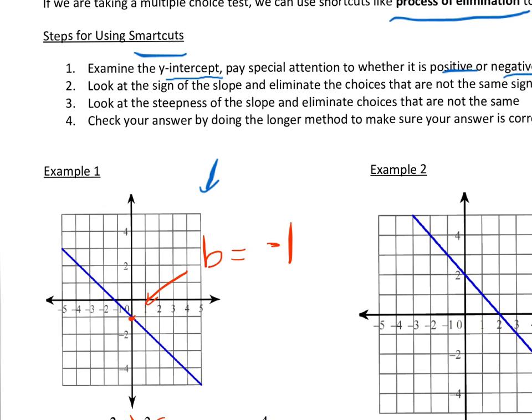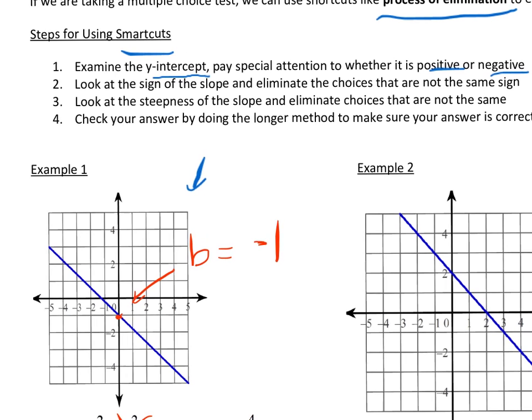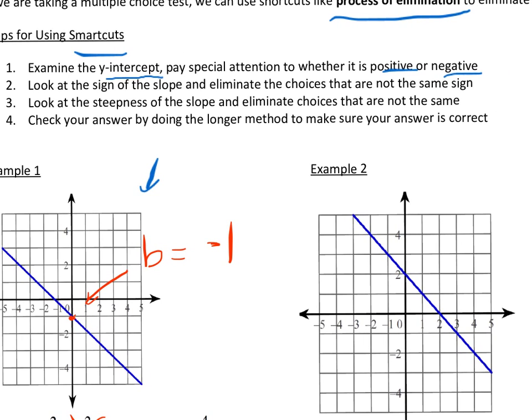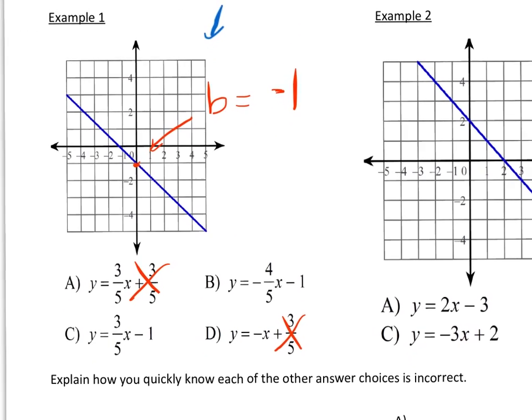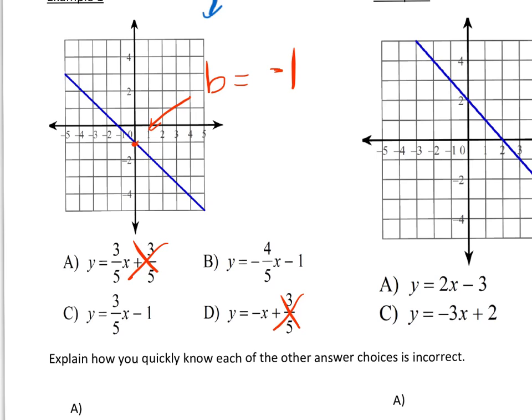Second smart cut: look at the sign of the slope and eliminate answer choices that are not the same sign. The first thing we looked at was the y-intercept, and the second thing is slope. Is this a positive or a negative slope? Put your pencil at the bottom and trace it up.